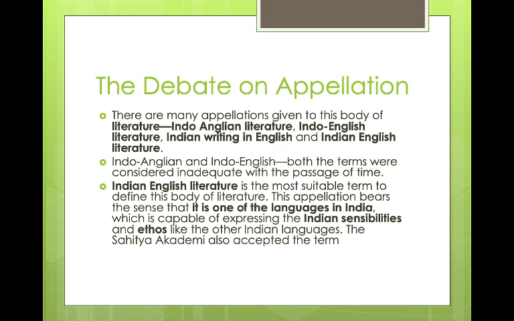V.K. Gokak, in his work English in India, Its Present and Future, interprets the term Indo-Anglian literature as comprising all those works of Indian writers in English, and Indo-English literature as consisting of translations by Indians from Indian literature. And thereafter, Indian English literature is the most suitable term to define this body of literature.